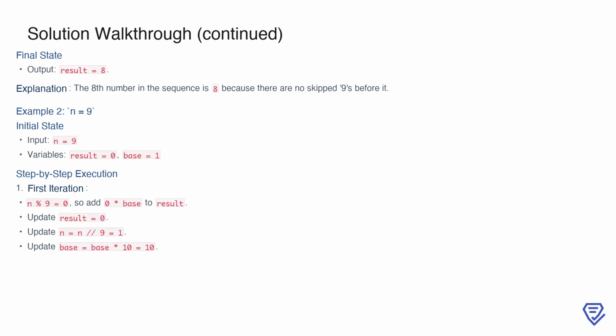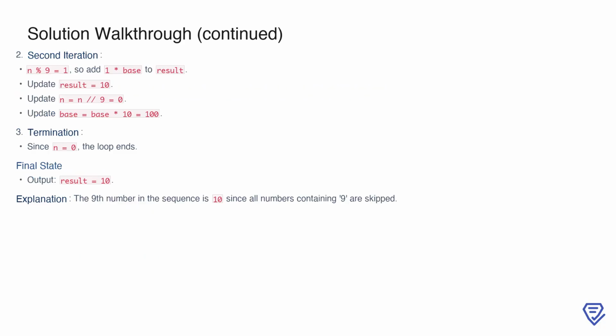At this point, we need to continue to the next iteration since n is not yet 0. In the second iteration for n equals 9, we calculate n % 9 again, which now equals 1.